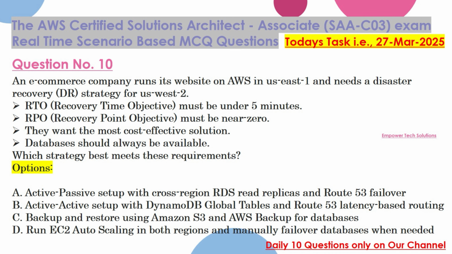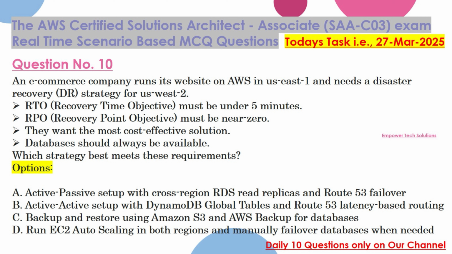Question 10. An e-commerce company runs its website on AWS in US East 1 and needs a disaster recovery, DR, strategy for US West 2. RTO, recovery time objective, must be under 5 minutes. RPO, recovery point objective, must be near 0. They want the most cost-effective solution. Databases should always be available. Which strategy best meets these requirements?